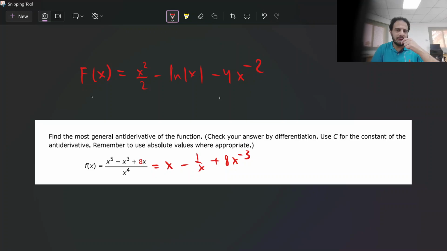Check now by differentiation if you want. F prime of x equals 2x over 2, so x. Then the derivative of ln absolute value of x is 1 over x, so minus 1 over x. Last one, minus 2 times minus 4, x to minus 3, which is 8x to minus 3. So it's correct, right?